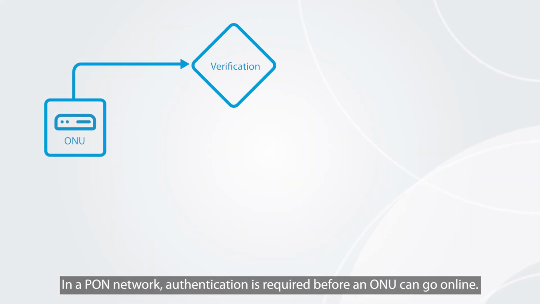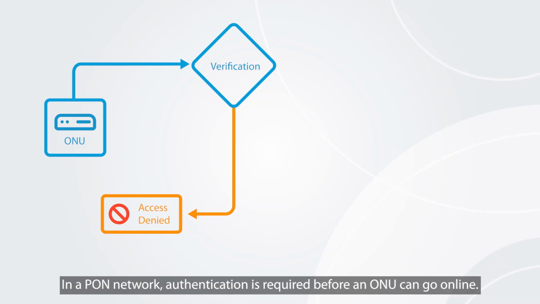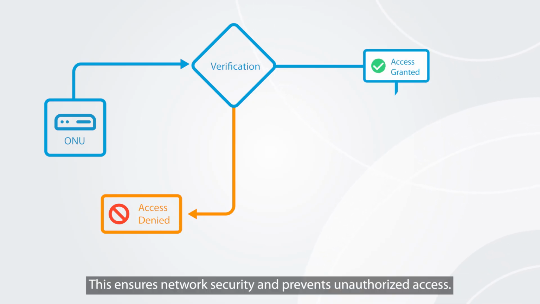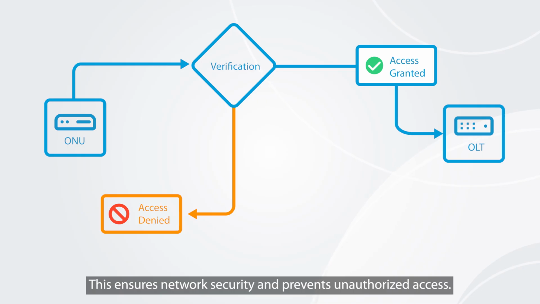In a PON network, authentication is required before an ONU can go online. This ensures network security and prevents unauthorized access.